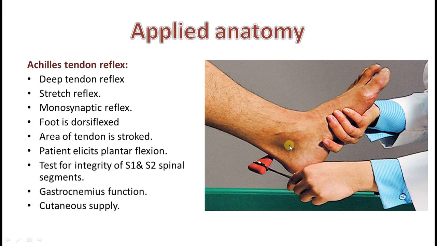Mainly the root value is S1 and S2. So if you want to test whether the S1 and S2 segments of the spinal cord are normal, it is mainly through one of these tests, the Achilles tendon reflex. It tests the spinal segment, whether the muscle, gastrocnemius, is actually functional, and also whether the cutaneous innervation is intact.